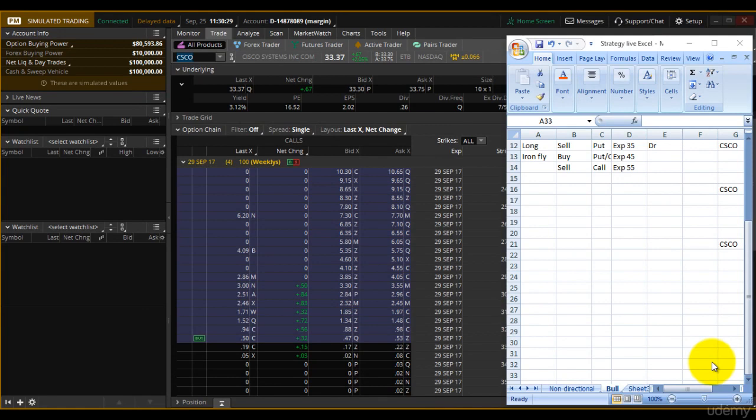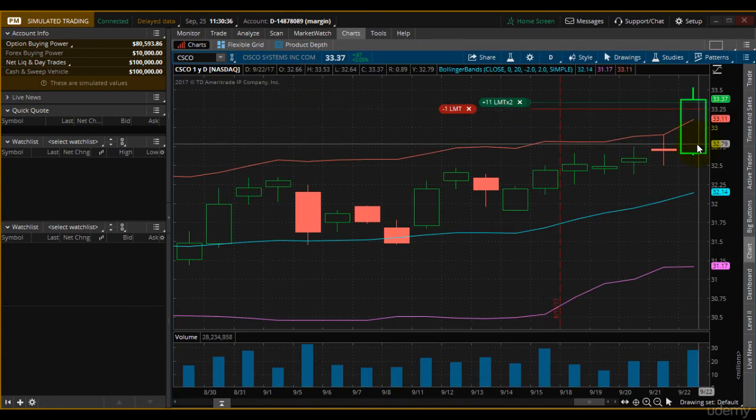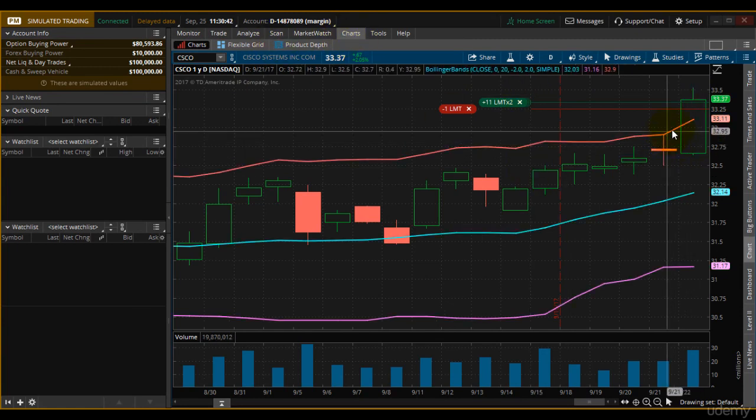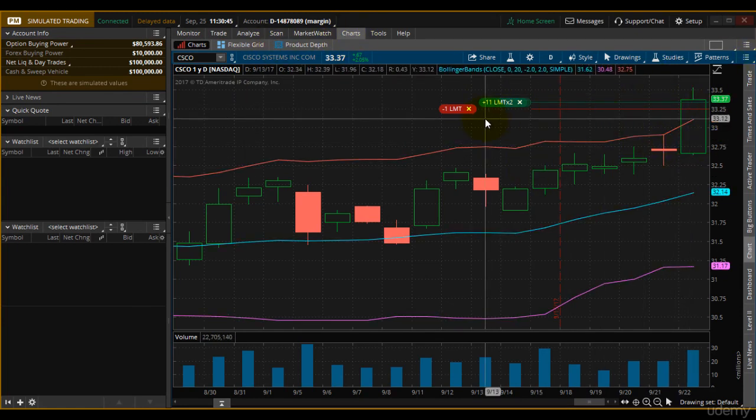Hi guys, this is a long iron fly trade example. Now, why are we choosing this stock CSCO? Because it's closing above the Bollinger Band. See, 33.37. So we know as it is going above the Bollinger Bands, it will continue to go up.